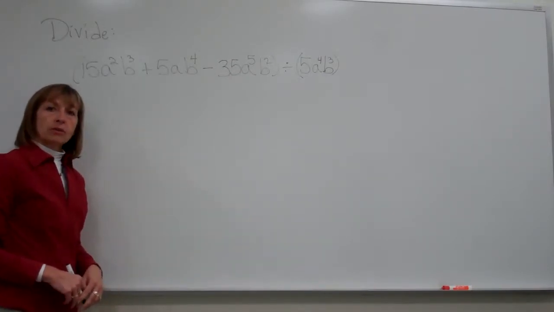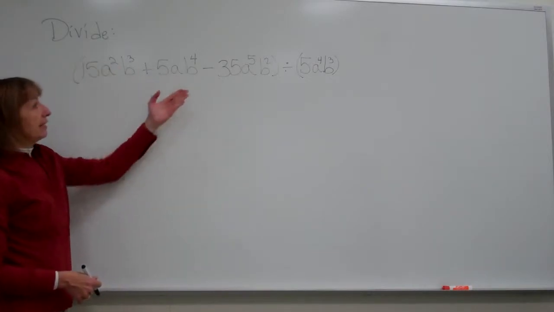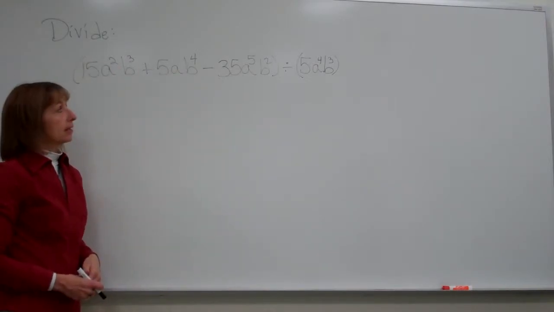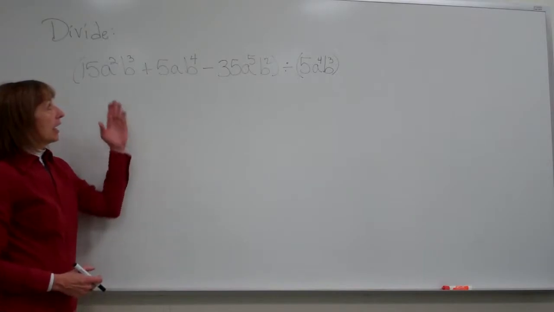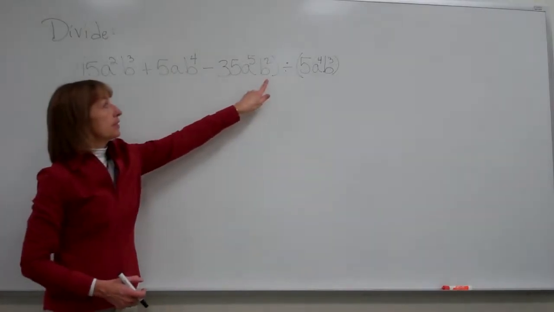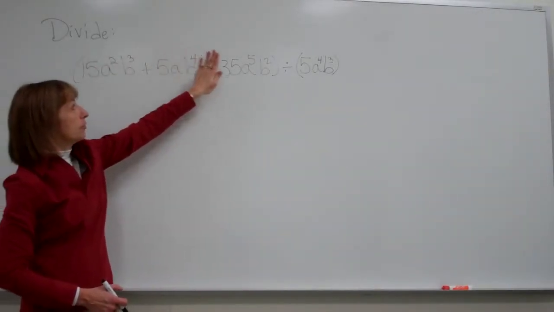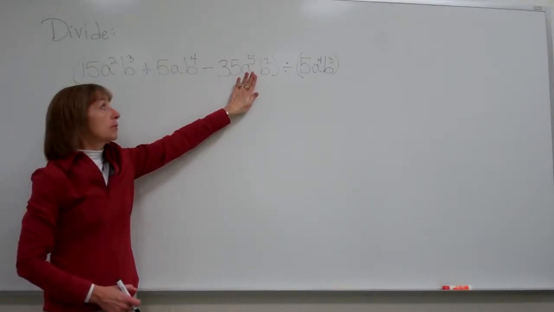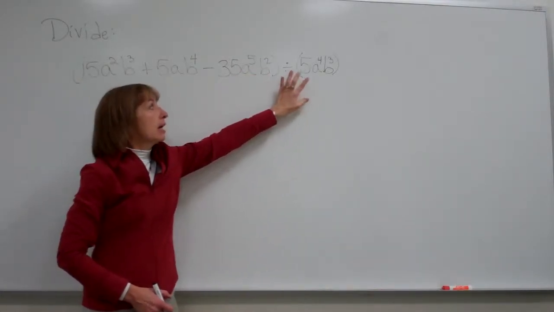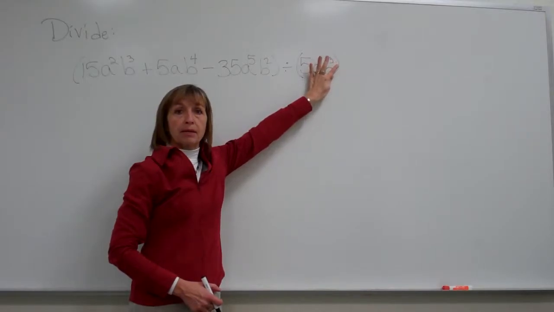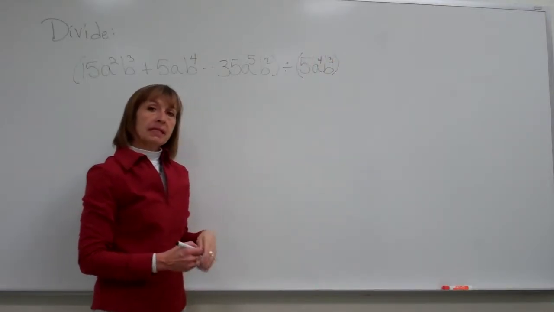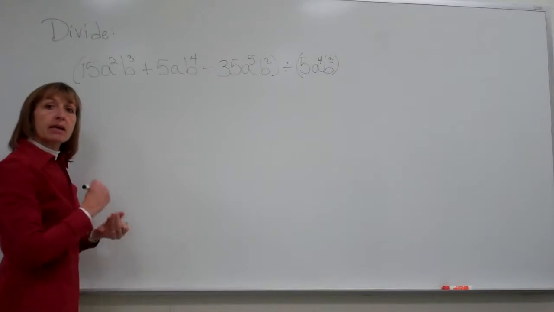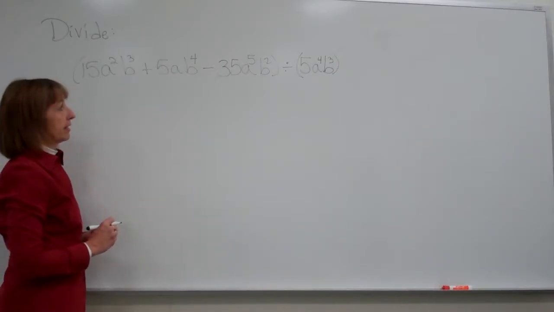Oftentimes with polynomials, we want to go through the process of dividing the polynomials to carry on an operation. So here I have a problem where I've got the parenthesis grouping, and I have three terms in the parenthesis grouping that I'm supposed to take and divide by a one-term expression, a monomial. Now this might be easier to see if we write it as a fraction for the division process.